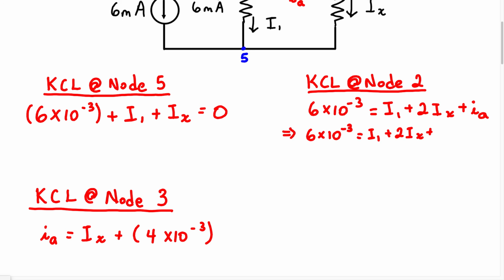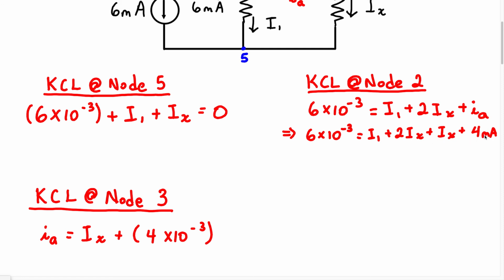And we know IA is just going to be IX plus 4 times 10 to the minus 3. So for the sake of space, I'm just going to write 4 milliamps, right? Now, let's start to at least make this problem a little easier to look at.